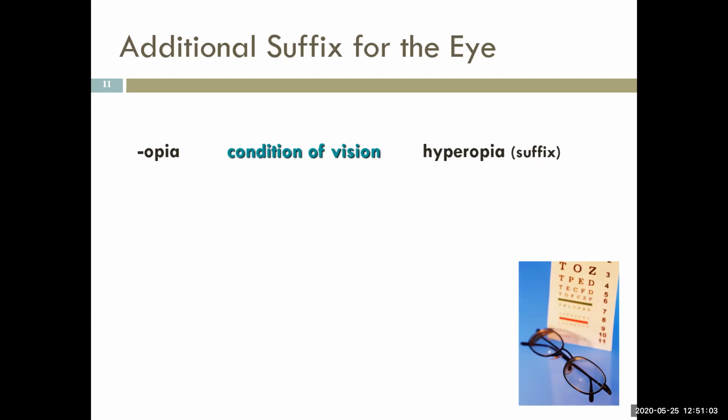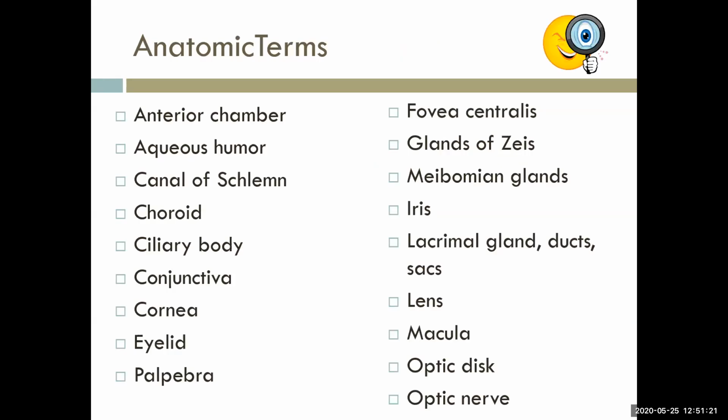Another suffix is opia, it's condition of vision. So hyperopia, we have a the suffix in there meaning that this would pertain to vision, and it would be considered farsighted, which we'll look at some of those conditions.